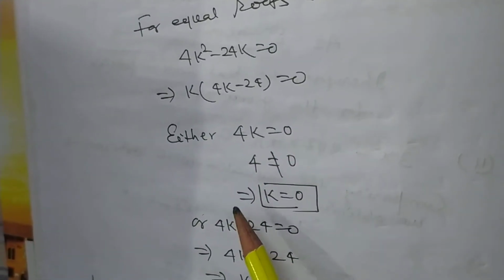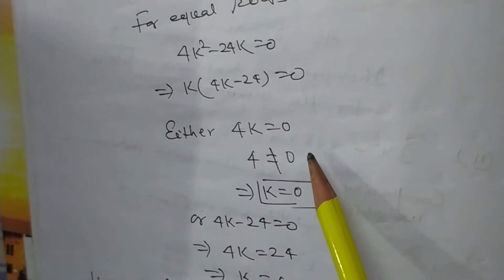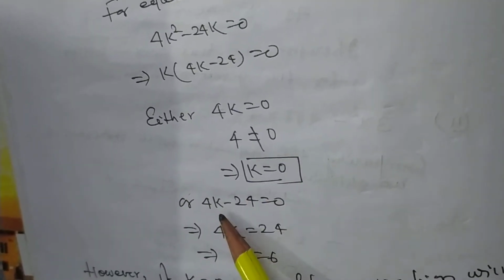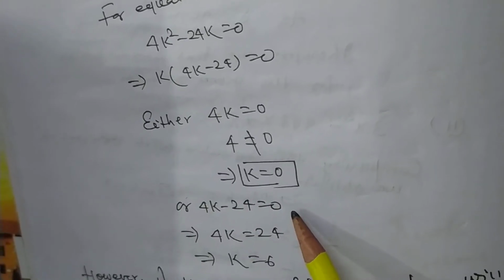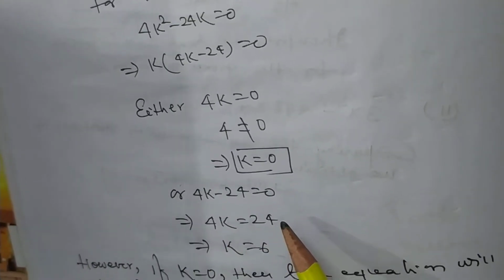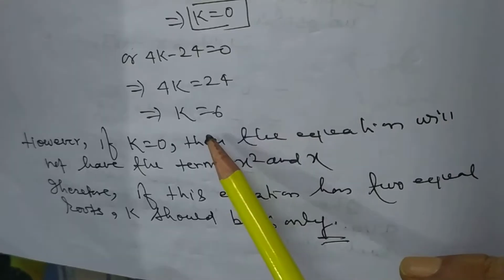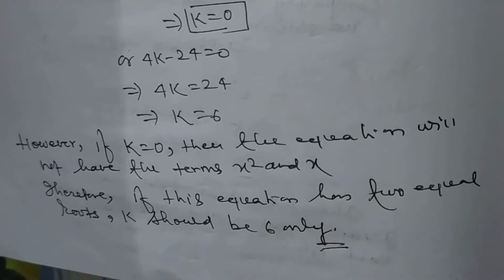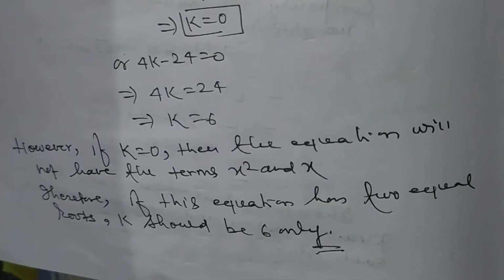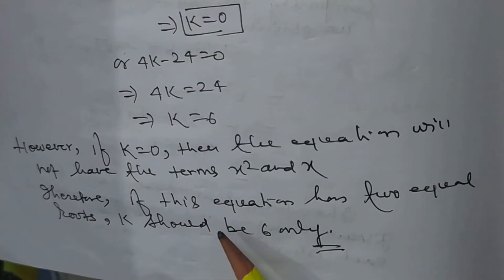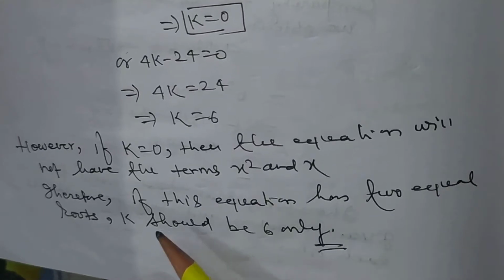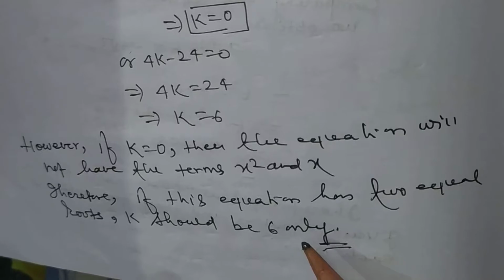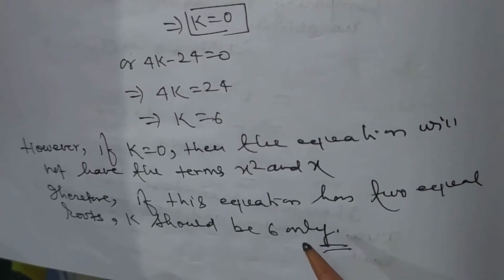Either k is equal to 0 or 4k minus 24 is not equal to 0. This implies k is equal to 0 and 4k minus 24 is equal to 0, so 4k is equal to 24, k is equal to 6. However, if k is equal to 0, then the equation will not have the terms x square and x. Therefore, if this equation has two equal roots, k should be 6 only. K should be 6 only.